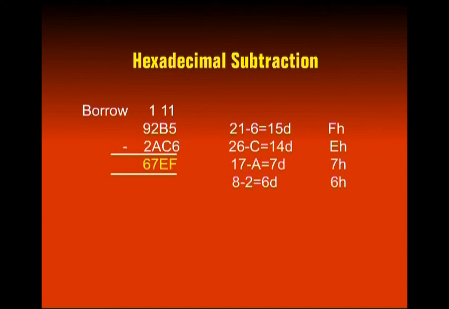Finally, subtracting 2 from 8, because a 1 had been borrowed, the answer is 6. So the answer of subtracting 2AC6 hexadecimal from 92B5 hexadecimal is 67EF hexadecimal.